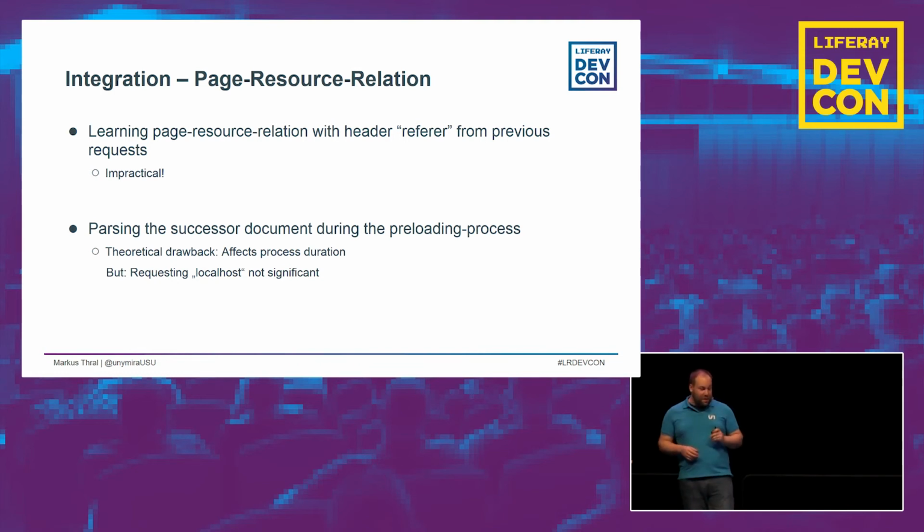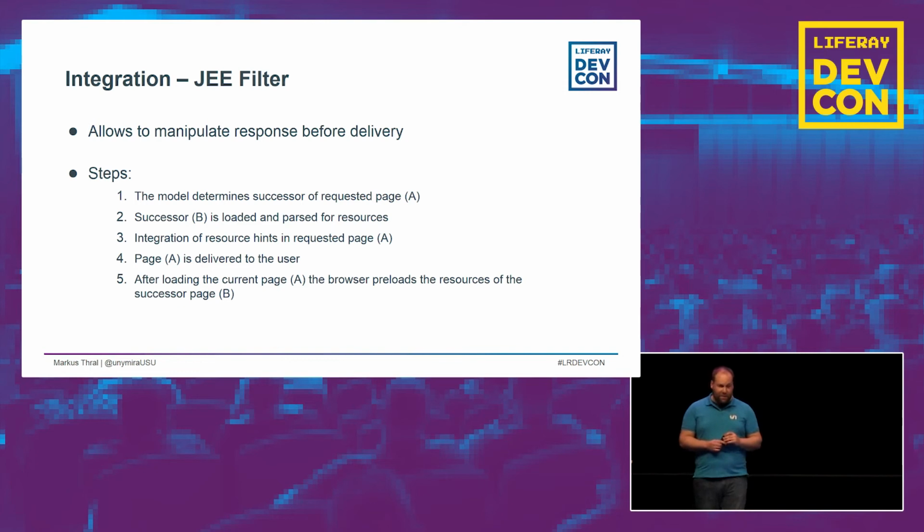Okay, how do we implement this? We are using a JEE Filter. It allows us to manipulate the response before we send it to the user. And we have 5 simple steps to realize this. Our model determines the successor of our currently requested page A.